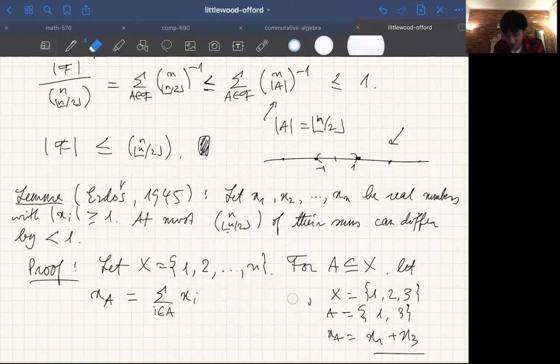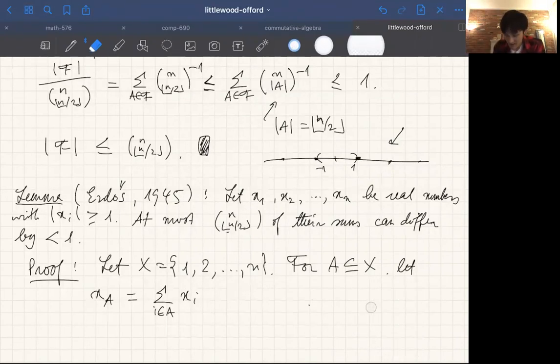Okay, so now we're linking these numbers, the sums of the numbers, with the sets, right? So we're heading on the right track. And what I said is that actually it doesn't change the problem if we take all the xi's to be positive.